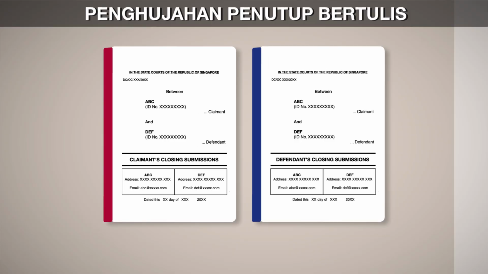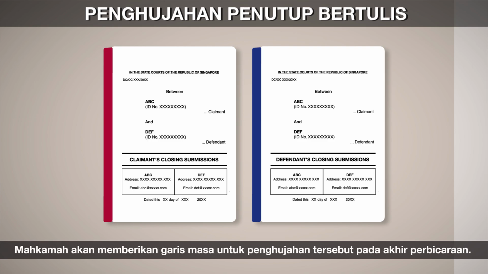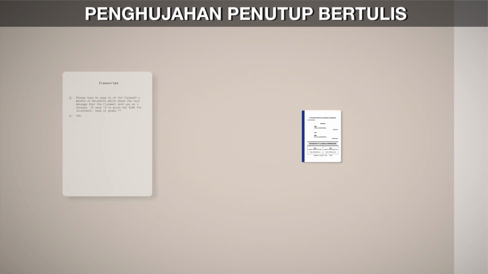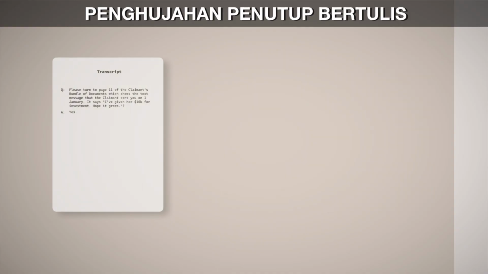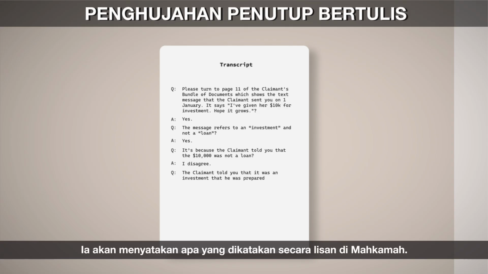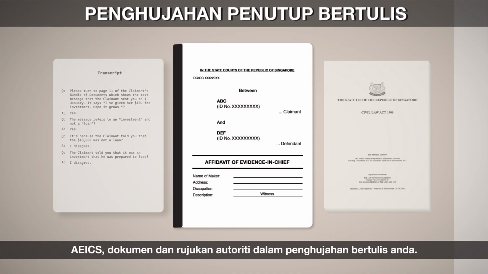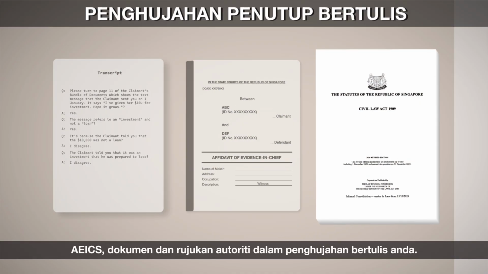Written closing submissions. If the court decides that written submissions are more suitable, the court will give the timelines for the submissions at the end of the trial. If written submissions are prepared, you should apply for the trial transcripts. This will set out what was said verbally in court. You should make clear references to the transcripts, AEICs, documents and authorities in your written submissions.